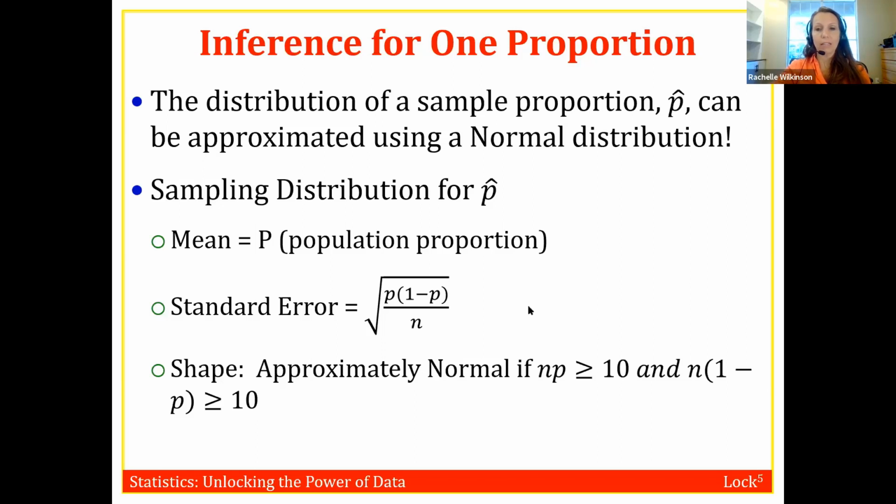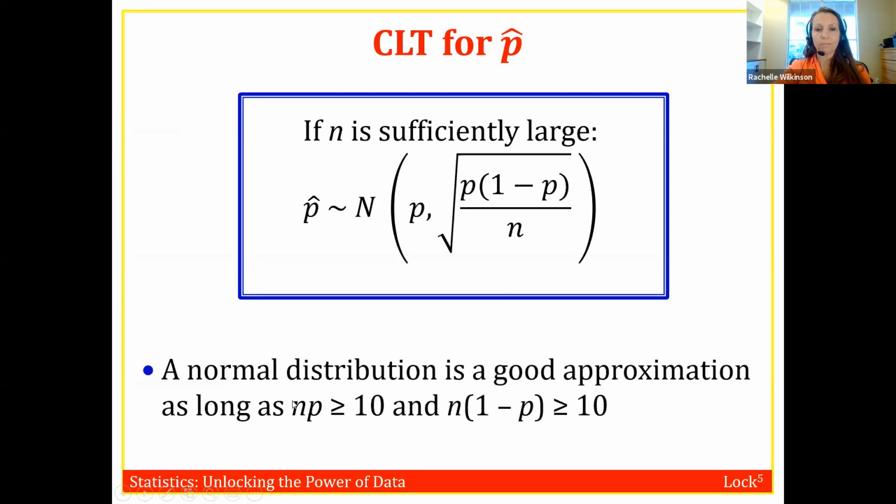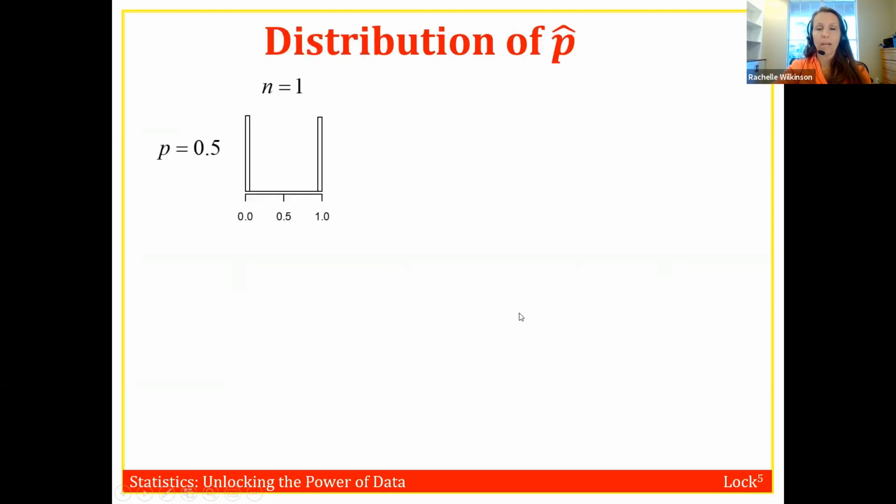So let's look at a little bit of application for this. This just shows the normal distribution notation. P hat follows an approximate normal distribution with a mean equal to p and a standard deviation equal to square root of p times 1 minus p over n. And we said that this is a good approximation as long as n times p and n times 1 minus p are both greater than or equal to 10.